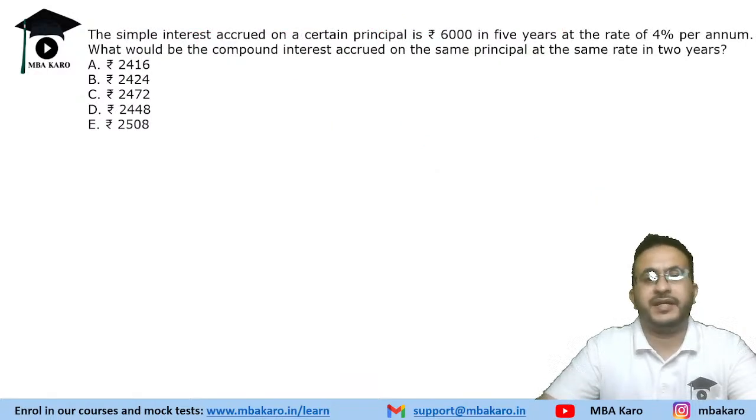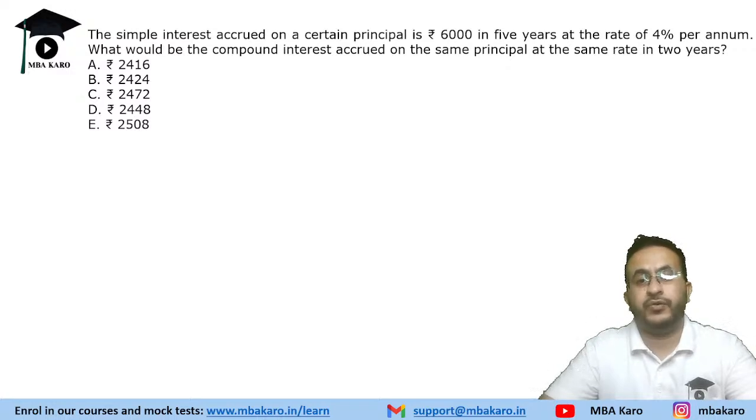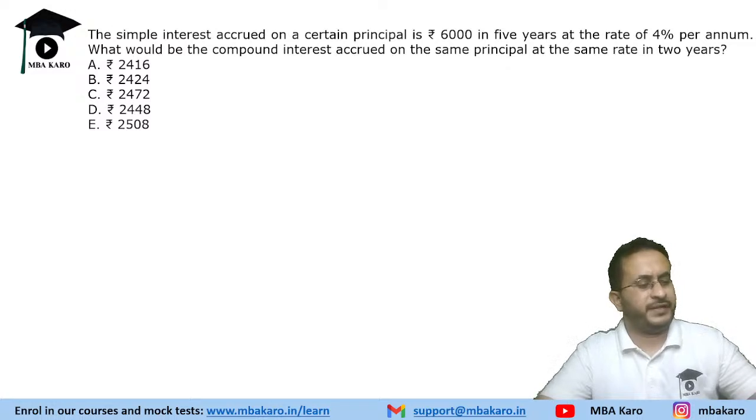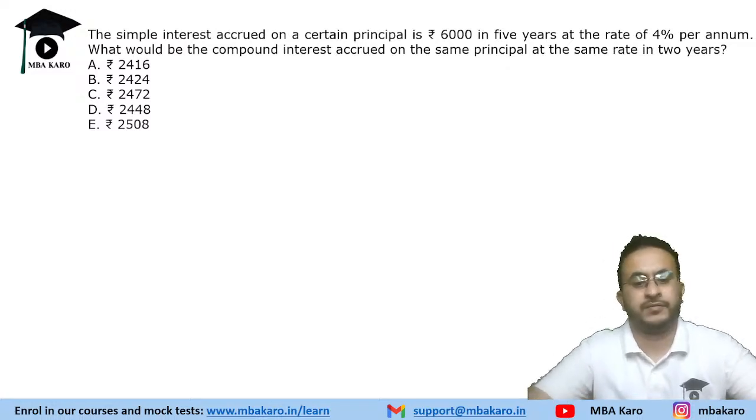The simple interest accrued on a certain principal is rupees 6,000 in 5 years at the rate of 4% per annum. What would be the compound interest accrued on the same principal at the same rate in 2 years? So simple interest is given, and we are given another condition for compound interest. The rate of interest remains the same. We need to find that compound interest.